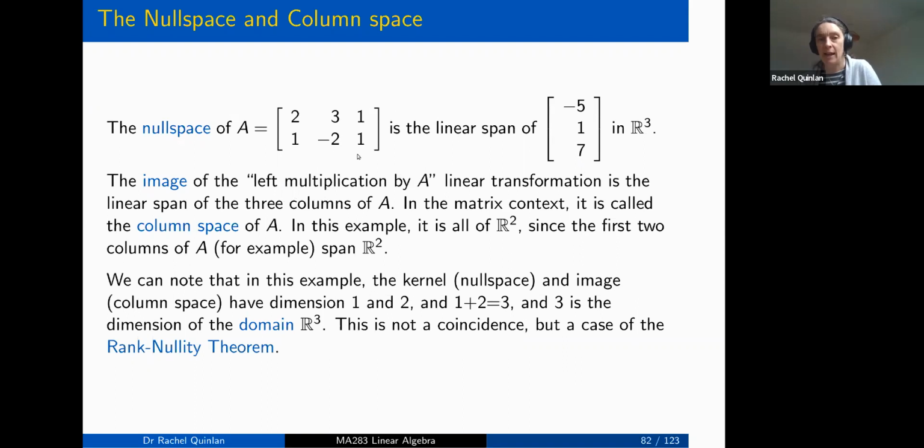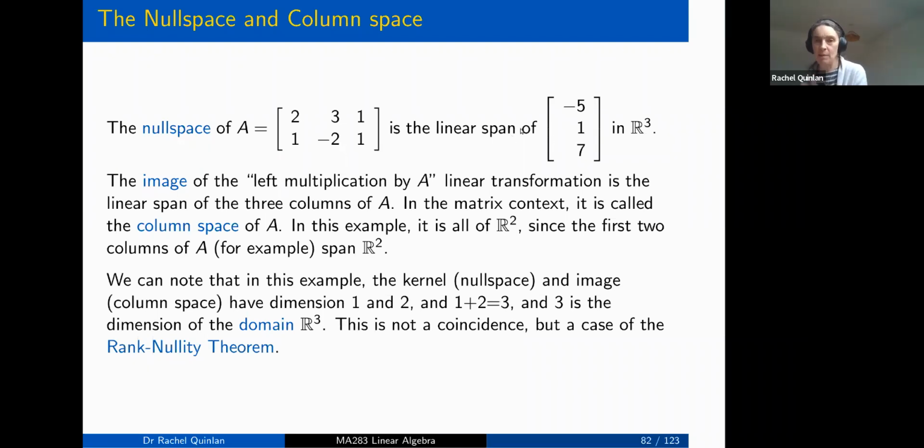It's the column space of A, which consists of all vectors in R2, because the first two columns of A, in fact any pair of columns of A, are linearly independent and form a spanning set for R2. So in this particular example, the dimension of the null space, which is 1, added together with the dimension of the image, which is 2, gives 3, which is the dimension of the domain. Everything in R3, a three-dimensional space, is in the domain of this linear transformation. The kernel is one-dimensional and the image is two-dimensional.